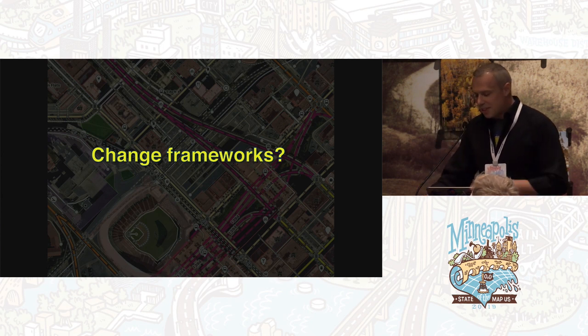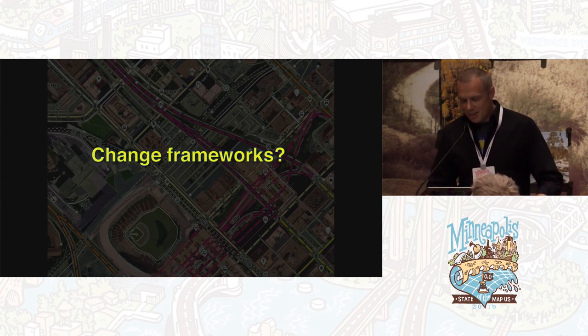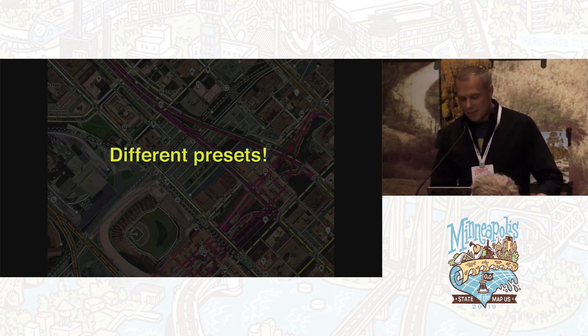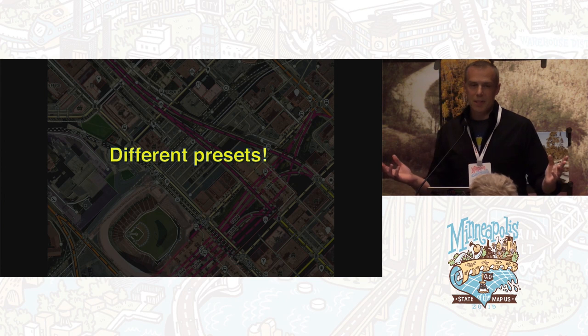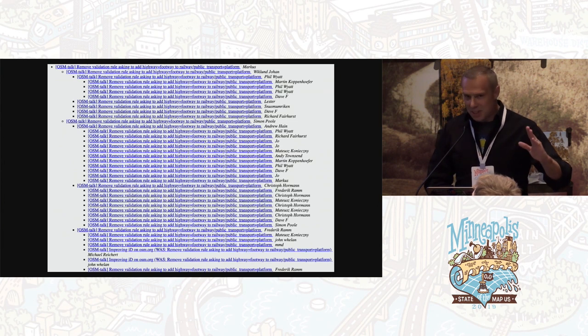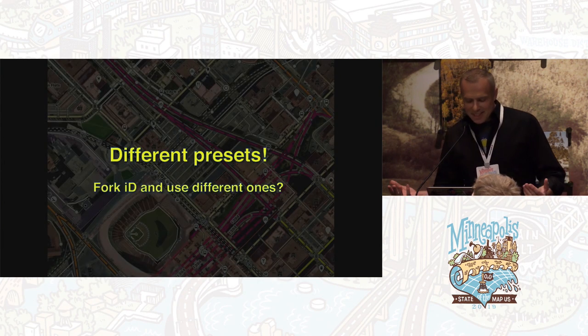We've heard from developers that our D3 architecture is pretty unusual in 2019. So this presents a barrier for a lot of people. And do we make a new iD for this? Do we fork it in React.js, WebAssembly? Maybe it's time to switch to some kind of newer technology. Okay, I'm just going to put this out here. Some people don't really like the presets that iD uses, the tags. I mean, some people really, really don't like the tags that iD uses. And so what's the solution here?